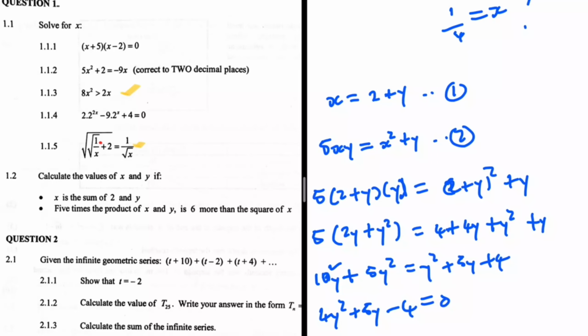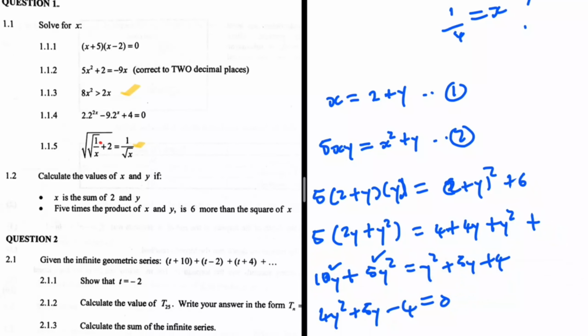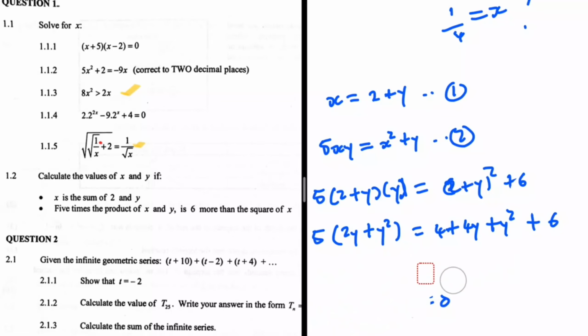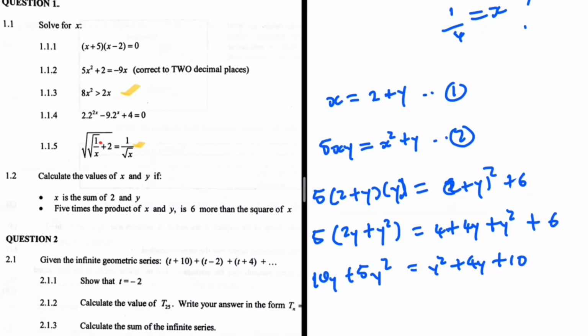5 multiplied by 2y, that is 10y. 5 multiplied by y squared, that is 5y squared. And then 2 multiplied by 2, that is 4. And then plus 4y plus y squared plus 6. You see, I've made a mistake here. I've written y, and that is supposed to be 6 actually. So that is a very bad mistake. So let me erase this. So that is 10y plus 5y squared equals 4 plus 6, which is going to give us 10. So this equals y squared plus 4y plus 10. So easy to make a mistake.